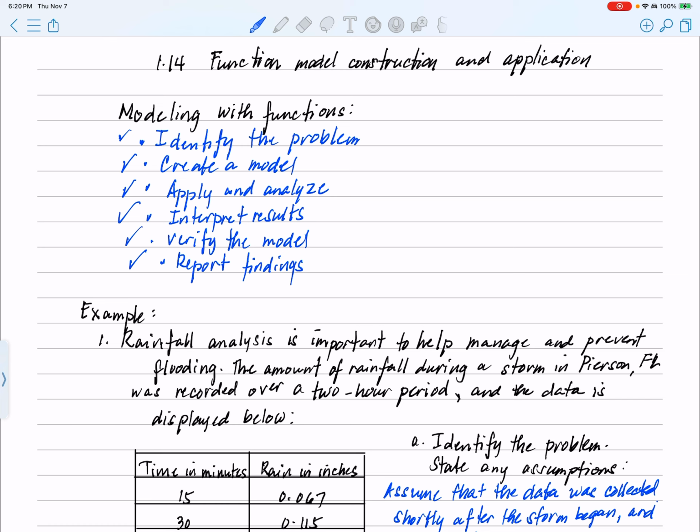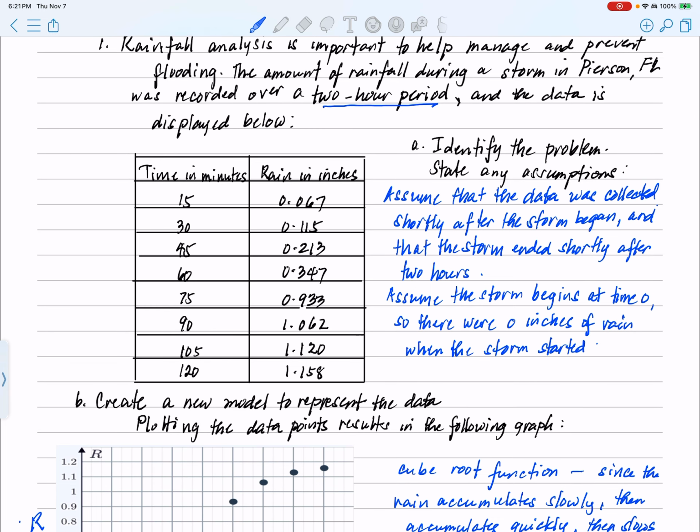Let's have example number 1. Rainfall analysis is important to help manage and prevent flooding. The amount of rainfall during a storm in Pearson, Florida was recorded over a 2-hour period, and the data is displayed below. We have time in minutes, 15, 30, up to 120, and the equivalent rain in inches.